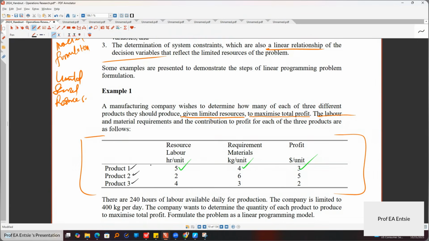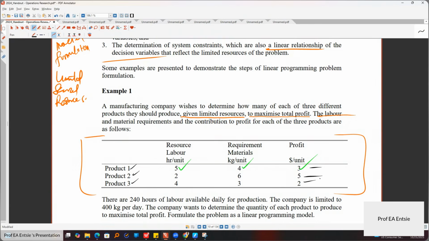They should produce, given limited resources, to maximize total profit. So the objective function here is to maximize total profit. The labor and material requirements and the contribution to profit for each of the three products are as follows. If you produce product one, you get a profit of $3. If you produce product two, you get $5 as profit. And if you develop product three, you get a profit of $2.